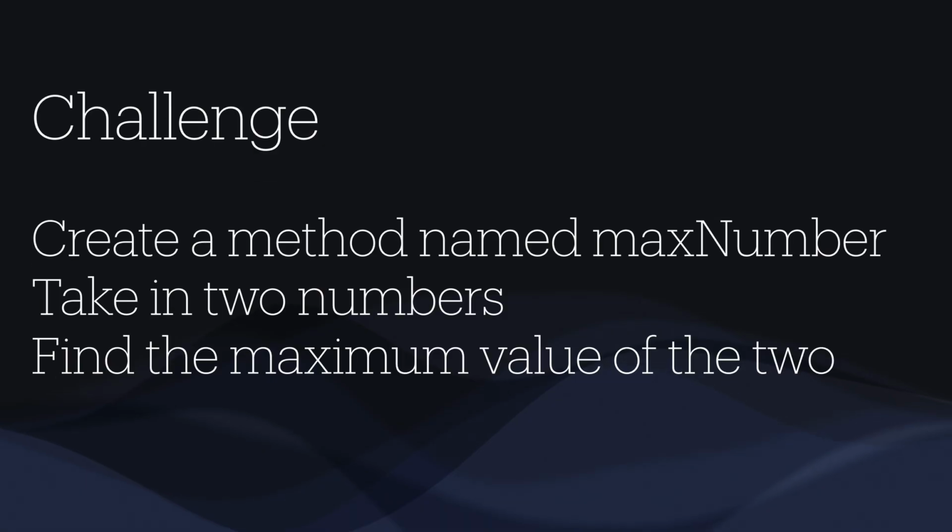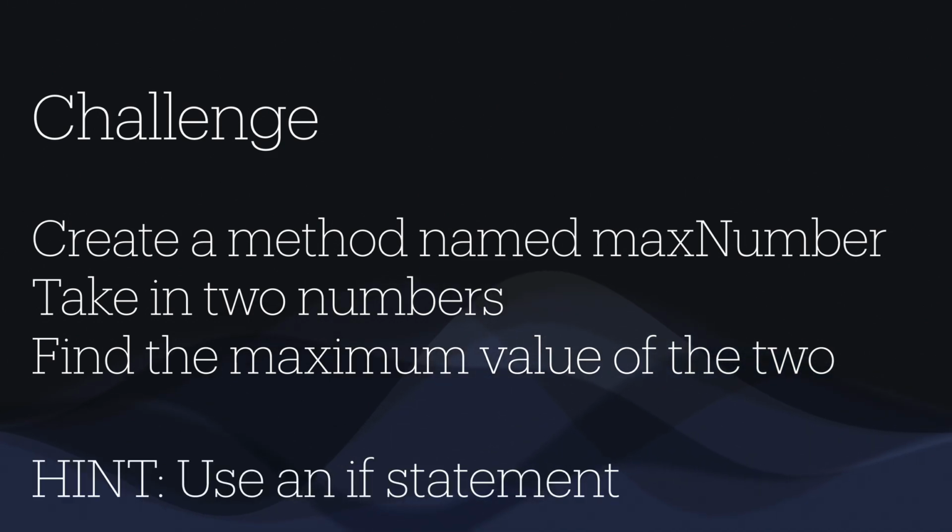So now it's your turn to do something. For this challenge, I want you to make a method called maxNumber. I want you to take in 2 parameters and then return the larger of the 2. I'm going to give you a few seconds to pause the video, and then I'm going to give you a hint. So the hint is, you're going to want to use an if statement inside of the method to compare the 2 numbers. I'm going to give you a few more seconds to pause the video, and then we'll go over this solution together.